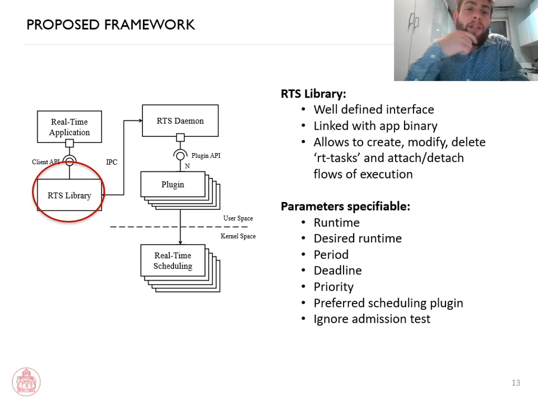Okay, so let's start to analyze each module one by one. Applications that want to leverage real-time capabilities can communicate with the daemon through the RTS library, which in practice is a shared library linked with the application binary. The library offers an API to create, modify, and delete logical real-time tasks, and further to attach a flow of execution to the logical real-time task previously created.